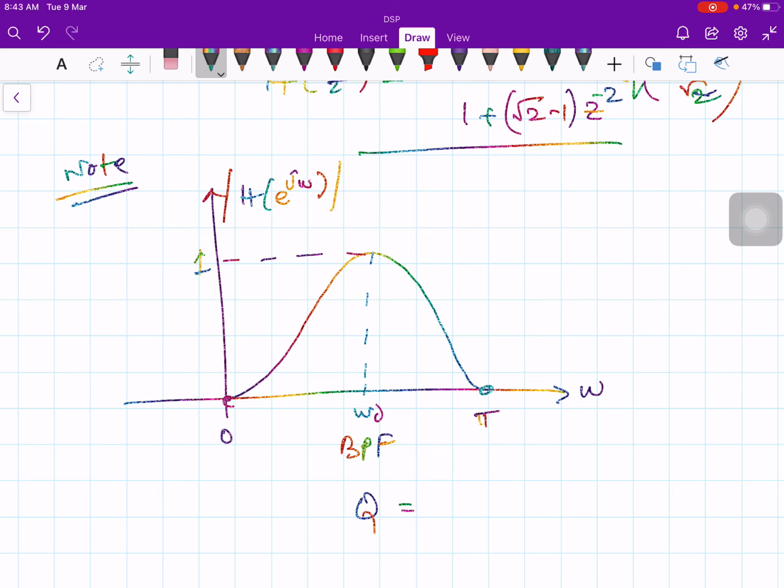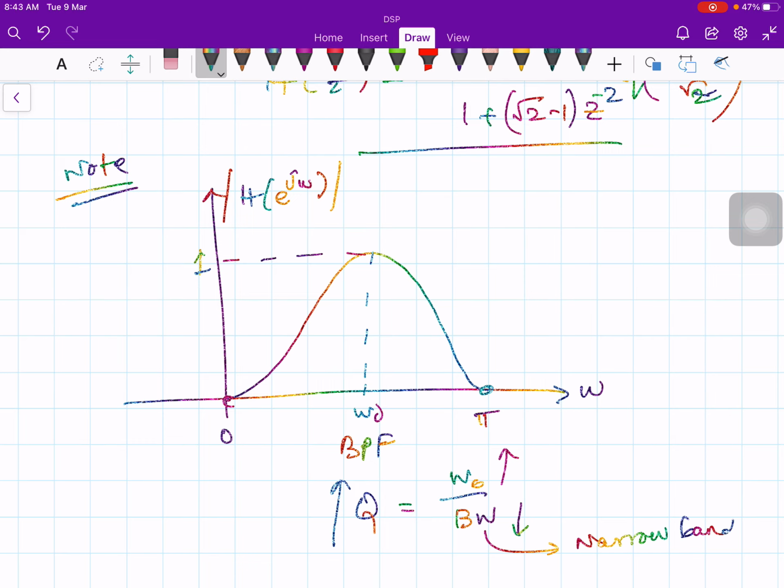What is Q? Q is ω0 by bandwidth. Now if I want to increase the Q value, what can I do? Either I can increase ω0 or decrease the bandwidth. Decreasing the bandwidth means what? You are moving towards narrow band.